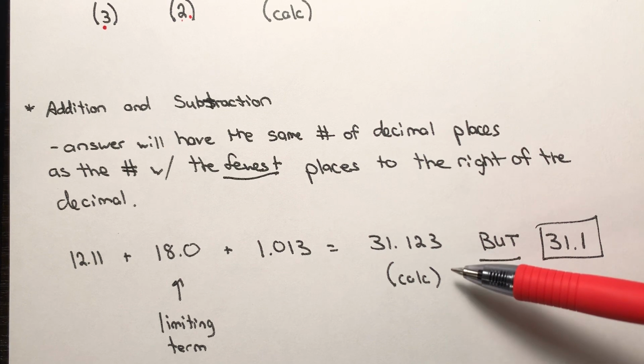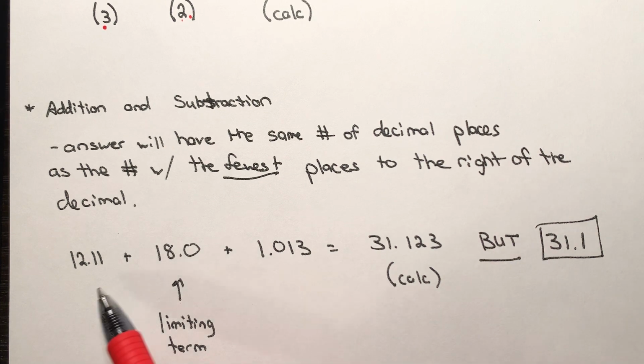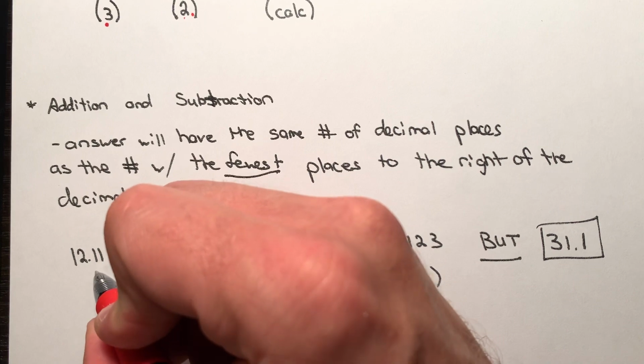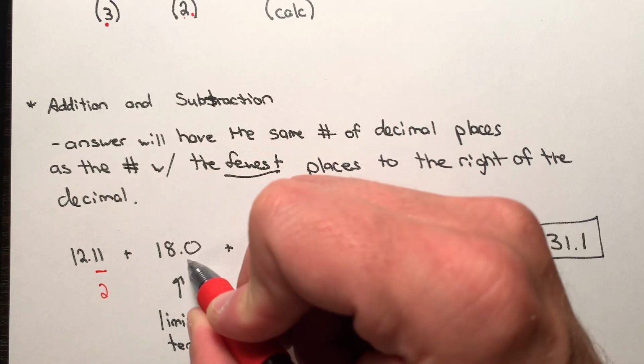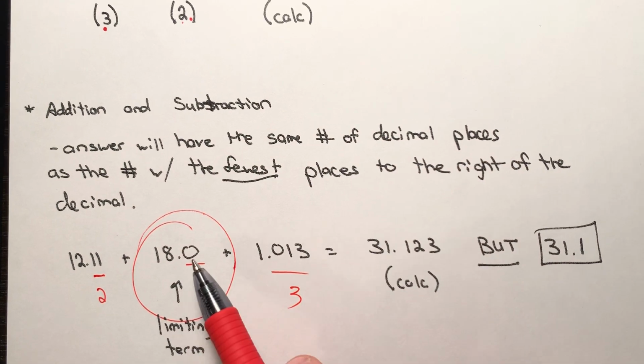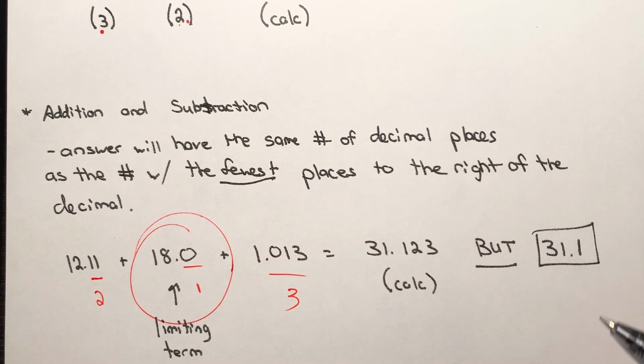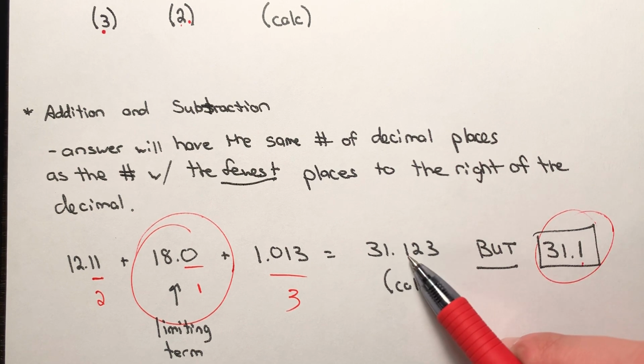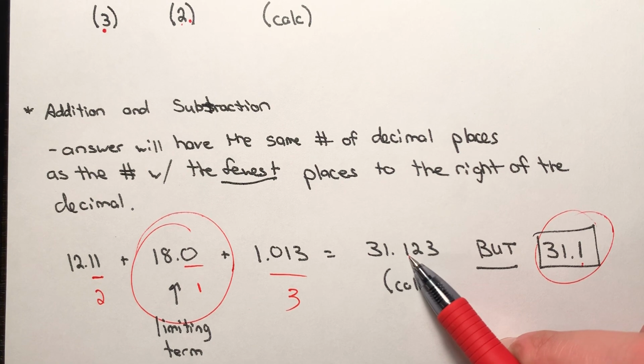Again, our calculator shoots out this answer. But in taking a look at these terms, we only have 2 digits after this decimal. We got 1 after this decimal, and we got 3 over here. So it's this 18.0 that's going to limit us, which is to say our final answer can only have 1 digit after the decimal. Okay, so we arrive at 31.1, and we round this down to just the 31.1 here.